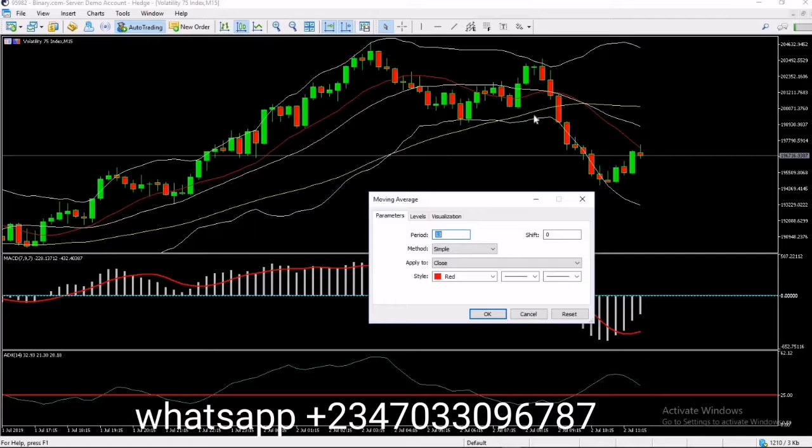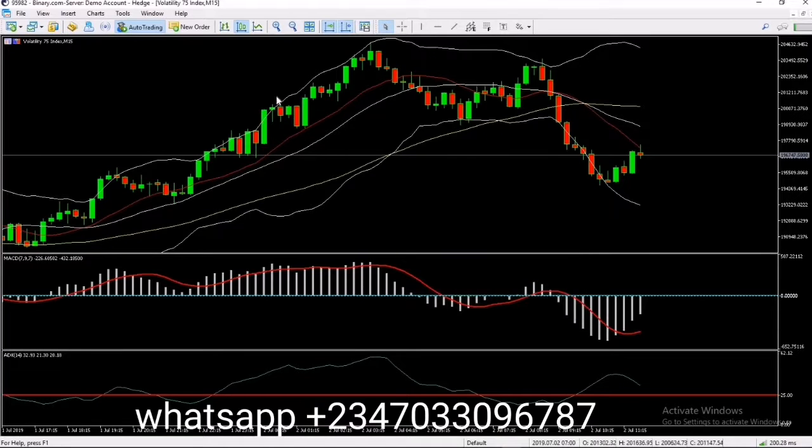Then the yellow is also a moving average, 48. So what you change is the period to 48 and the color to yellow. That's after clicking another moving average. Then you click OK. That is how to get the upper part here.